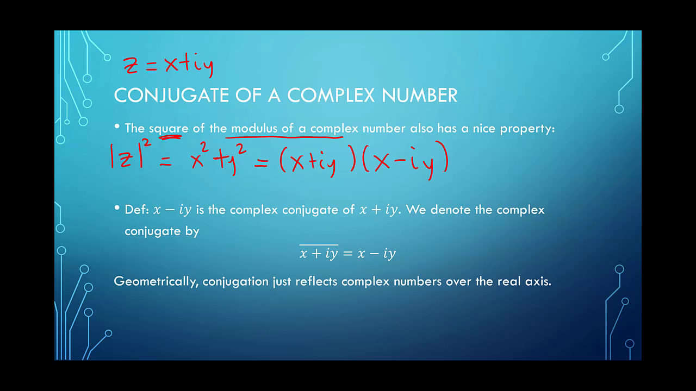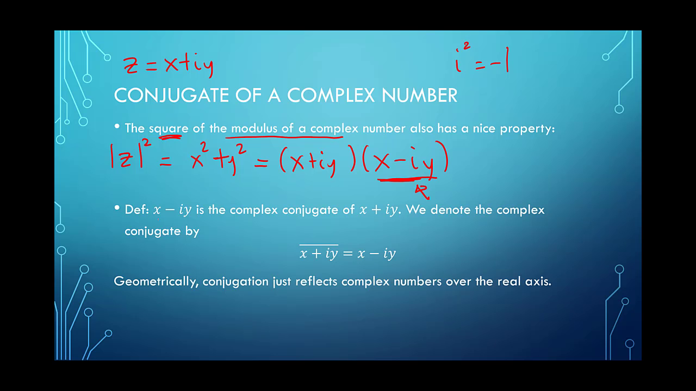So x squared plus y squared is equal to x plus iy times x minus iy, and we're really playing on the fact here that i squared is equal to -1. That's why we get a plus y squared in the end. Now, because this number on the right shows up a lot, we have a special name for it. This complex number here is what we call the conjugate.